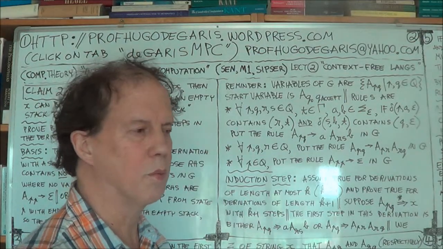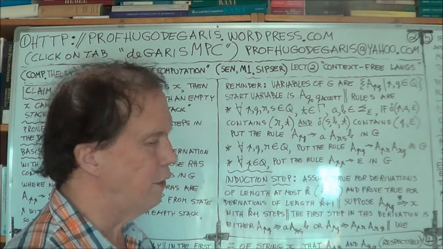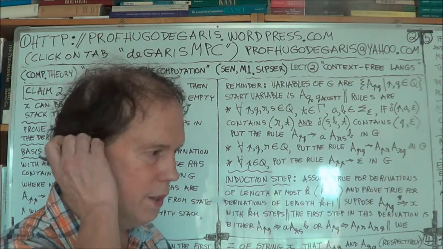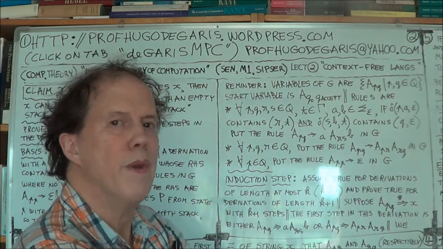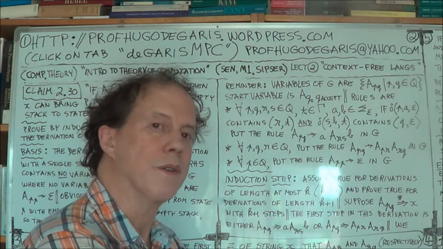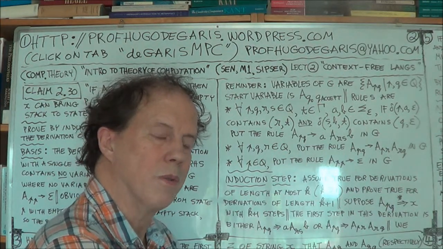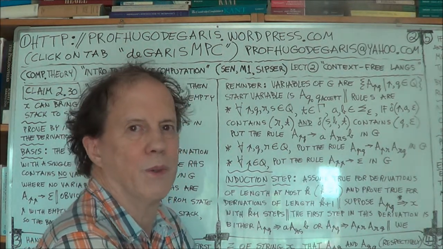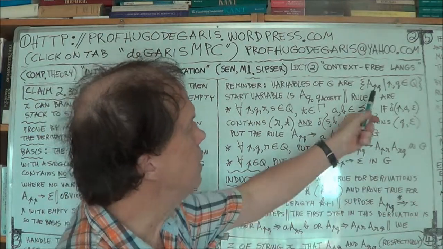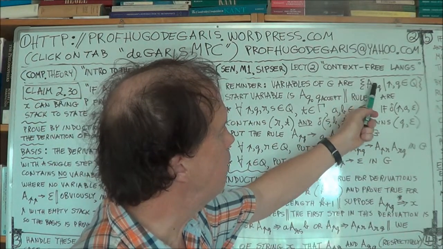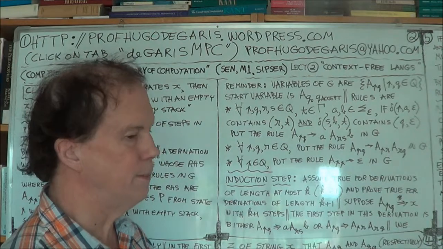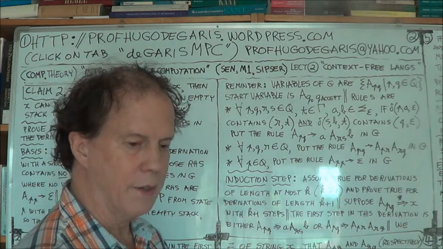How do you interpret them? What do they do? Well, they're variables in a grammar, and so from them you can derive strings. That's what you do with a grammar. That's what variables are for. So this particular one, A_PQ, will derive a set of strings.